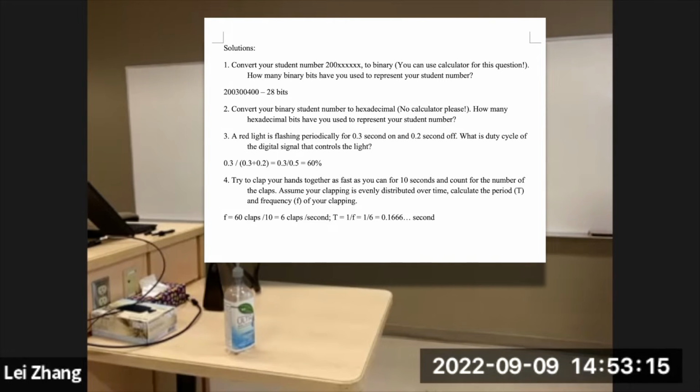So hexadecimal is useful because we use fewer digits to represent the same information, the same value.